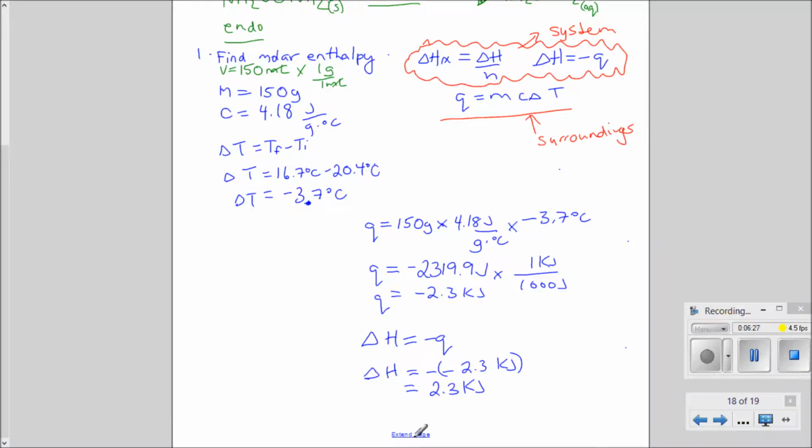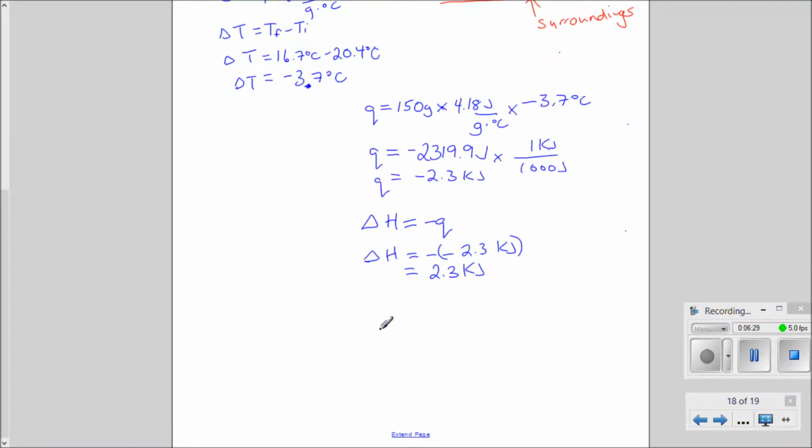Okay, this is great, but this is not our molar enthalpy. To find our molar enthalpy, we have to find delta Hx, which is delta H divided by n, the number of moles. We have to take our enthalpy and divide it by the number of moles of our system. We're referring to our system now; we converted from our surroundings to our system. Now we have to find the moles of our system, which is our moles of urea.